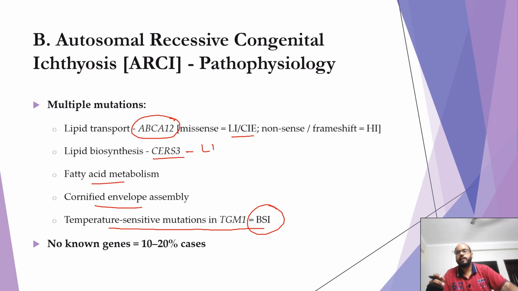Just remember that in disorders discussed under the ambit of ARCI, all the disorders can have multiple mutations in multiple different genes. So there's no one gene affected. For example, in Ichthyosis vulgaris, you had the mutation in the filaggrin gene. In XLRI, you had a mutation in the steroid sulfatase gene. But in ARCI, multiple genes can have mutations. In fact, in 10 to 20% of the cases, no known genes are found. Let's move forward.